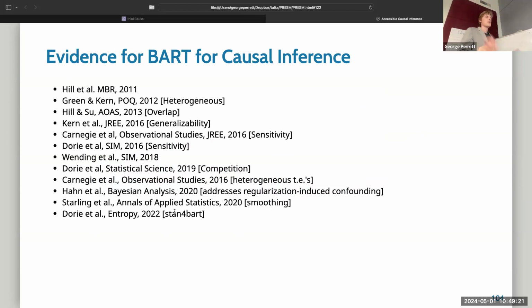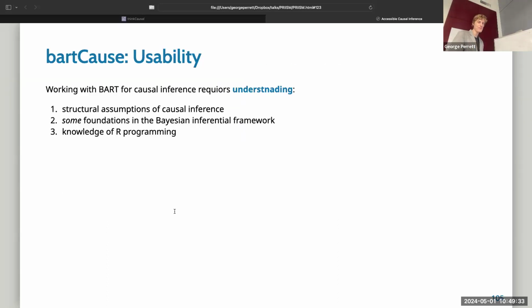Now, this example was maybe a little bit simplified. There's a whole bunch of scholarly literature supporting evidence of BART's improved performance. You can read these citations for more information. So all of these things is BART for causal inference. It's embedded in the BARTCause package, and it makes some assumptions about usability. To use BARTCause, you need to understand structural assumptions of causal inference. You need some foundations in the Bayesian inferential framework, and you need a working knowledge of R.